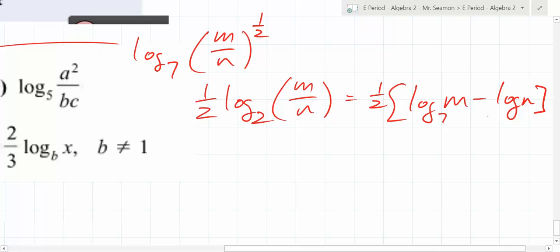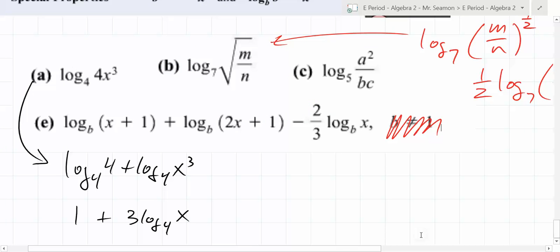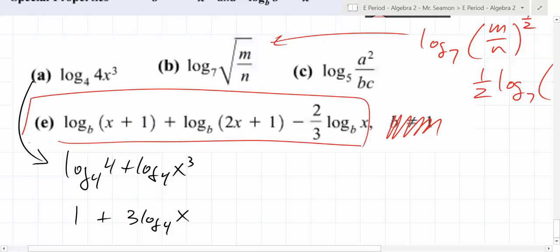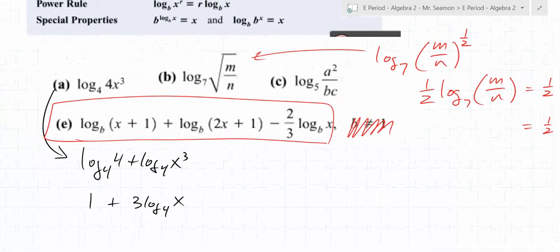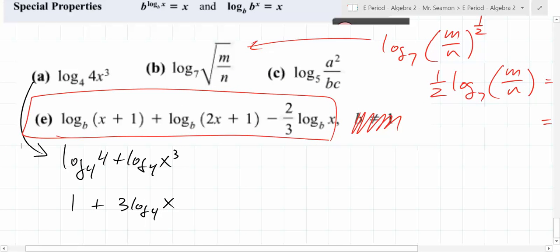Oh, the 7. Sorry, there's the base 7. Yep. So if I have all these things, do they have the same base? Yeah. They have the same base, which is nice. There's one thing you have to take care of first. What's the first thing you have to take care of? x plus 1 and 2x plus 1. You could do that, sure, but I really want to get rid of the coefficients first.